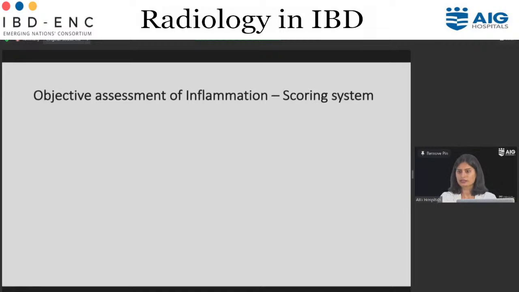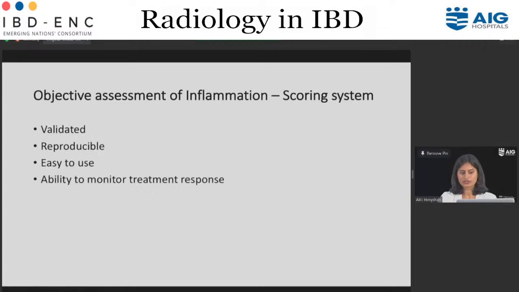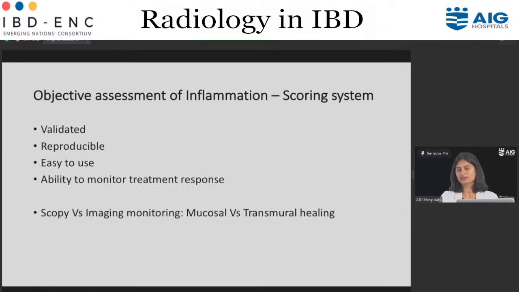So what sort of scoring system can we achieve or hope for? It must be validated, it must be reproducible, it must be easy to use, and it should have the ability to monitor treatment response. So do we have anything that fulfills all these criteria? They fulfill at least 3 out of the 4 criteria, but not all.